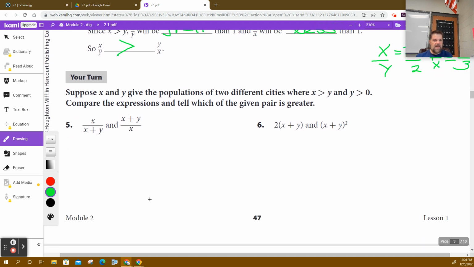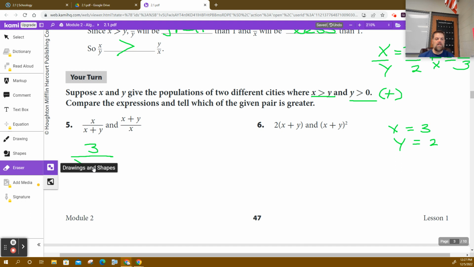So now this one's going to be kind of challenging. Let's try to do 5 and 6. Let's read this. It says, suppose X and Y are populations of two different cities where X is greater than Y and Y is greater than 0. That means that Y is positive. Okay? So same thing. We are just going to say X is equal to 3 and Y is equal to 2, and then see what we get.